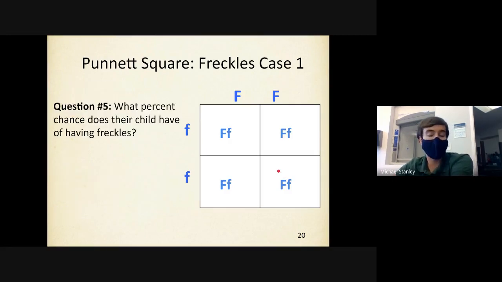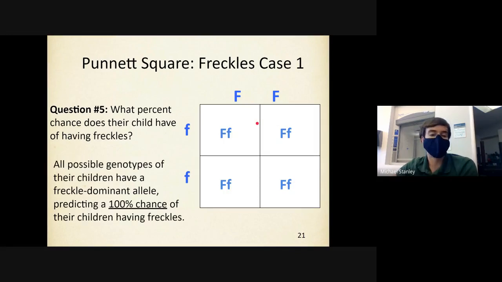So no matter which way you rearrange their genes, big F, little f is the only possible outcome for these parents and their kid. That means that there's a 100% chance that their kids are going to have freckles. Even though the dad is freckle-free, all of their kids will 100% have freckles because they will all inherit at least one big F from their mom.